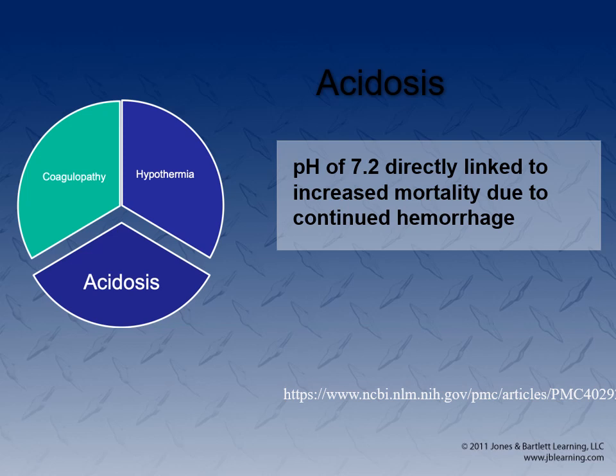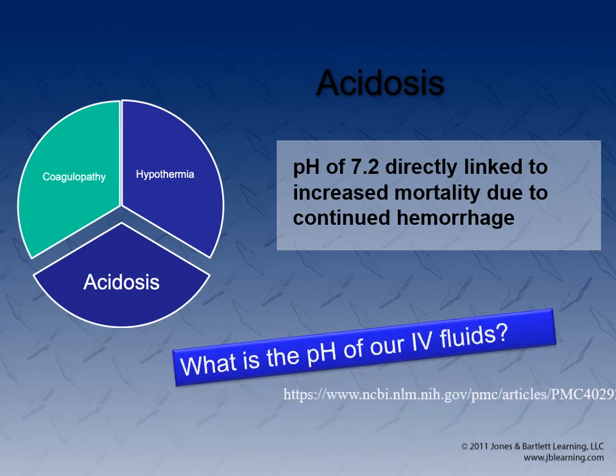Acidosis is way down by a pH of 7.2, which is dang acidic, all right? So again, we don't have the ability to measure this, so we should be thinking like, what can we do? Do you guys remember, what is the pH of IV fluids? What do you think it would be?